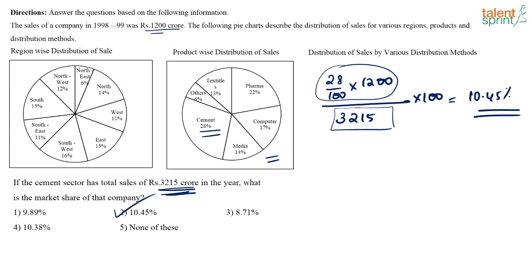Option 2. Clear? When you calculate, actually, see, there are two options, 10.45 and 10.38, which are very close to each other. So we cannot approximate and say what the answer will be, right? You have to be more precise and find out what the answer will be here.